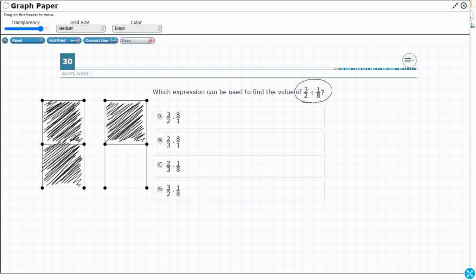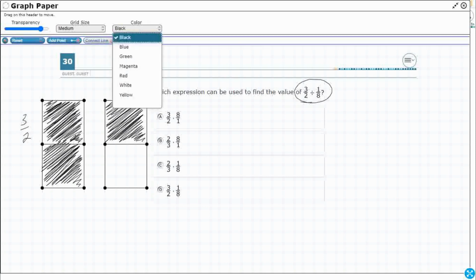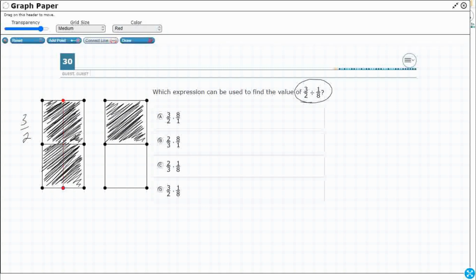All right, so 3/2. Now, I need to divide it into eighths, but I need to divide each whole into eighths. So I'm going to switch this over to red. And how can I divide this whole into eighths? Okay, well, watch this. I'm going to take this right here, and I'm going to cut that whole in half, right? And then I know if I cut each half into fourths, I'm going to have to use that line right there. So that middle line stayed black because I originally made it black.